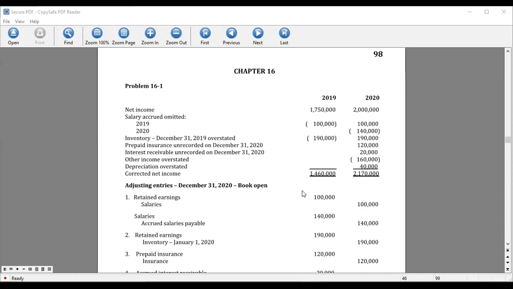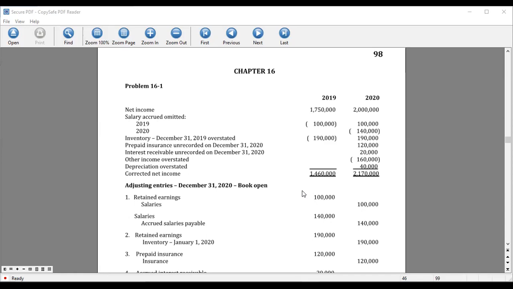Corrected net income after adding or deducting the adjusting entries or the adjustments. We have for 2019, 1,460,000 and 2020, 2,170,000.